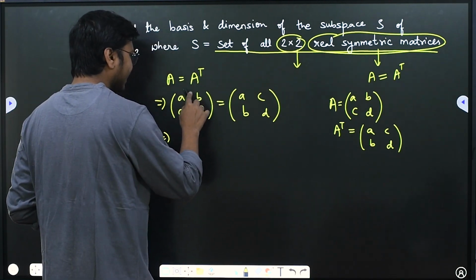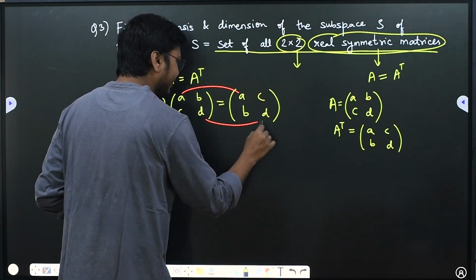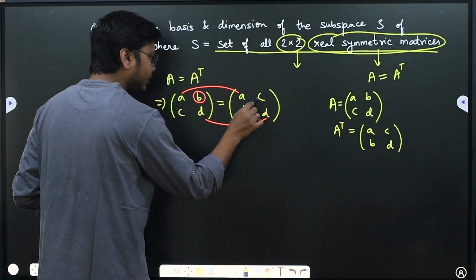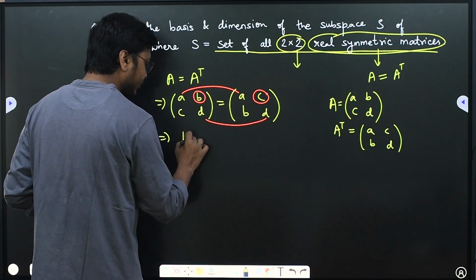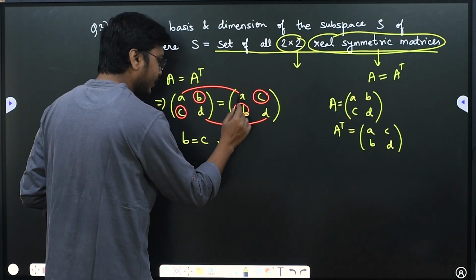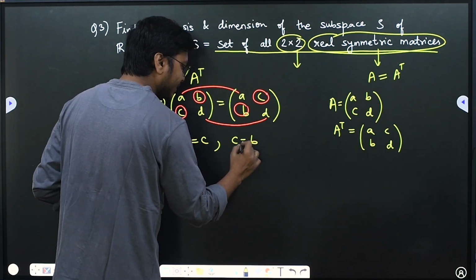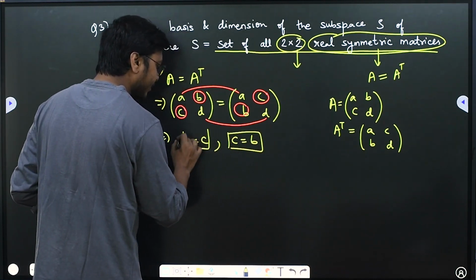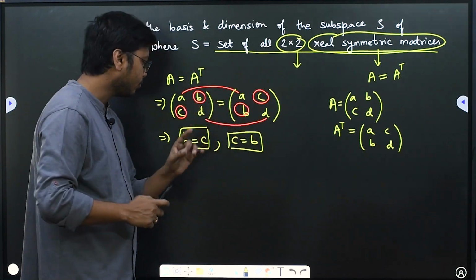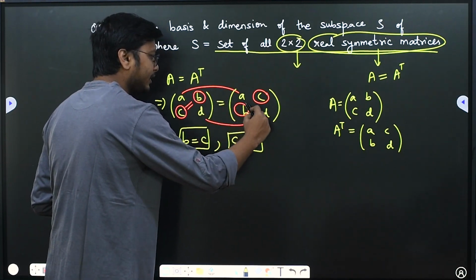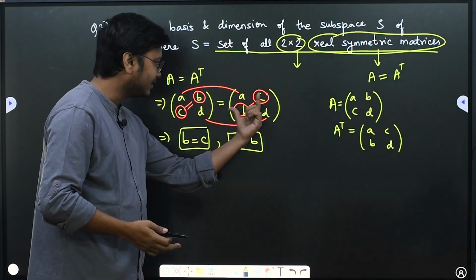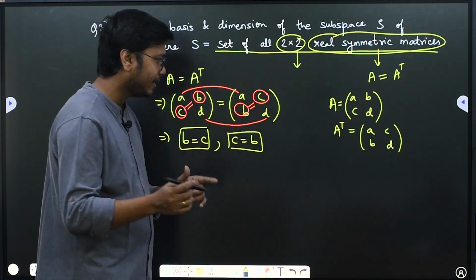So you can see that the A and the D are both matching, but what is not matching is B has to be equal to C. So my condition is B has to be equal to C and C has to be equal to B. So for a real symmetric matrix, the cross diagonal elements have to be equal, which means the cross diagonal elements have to be the same.